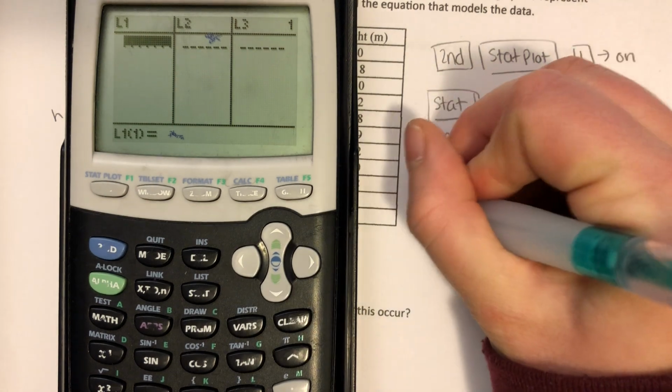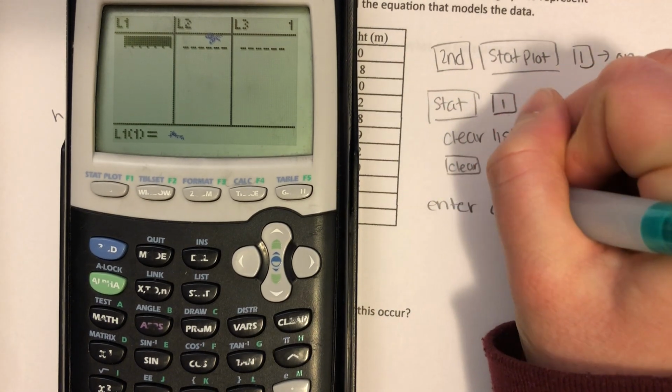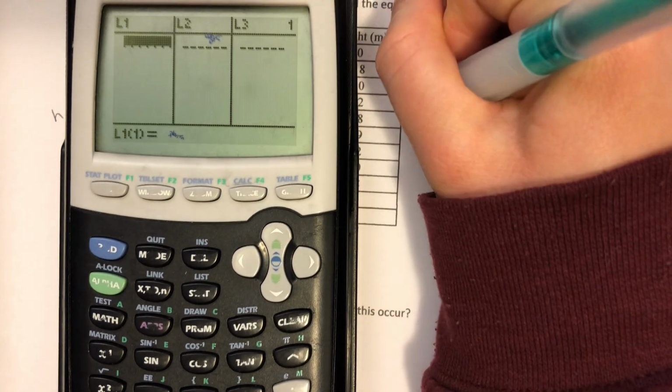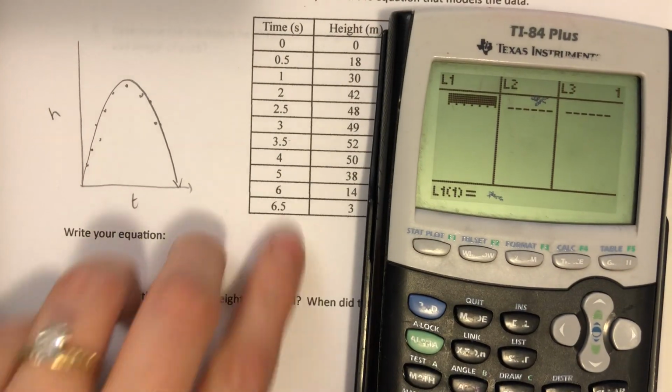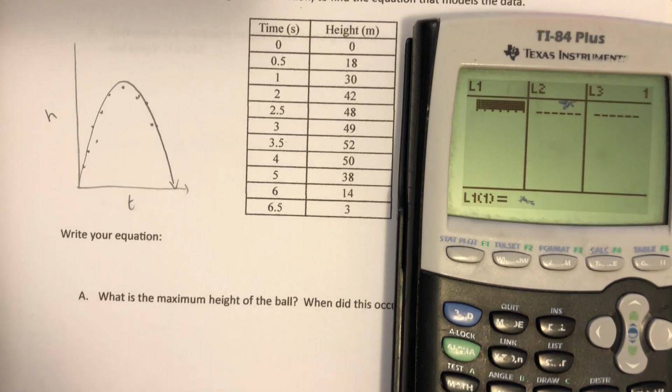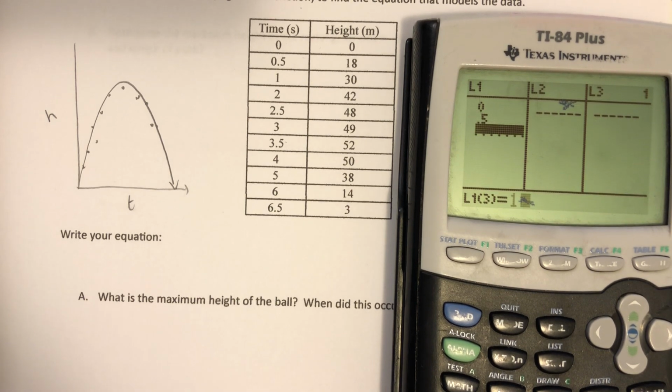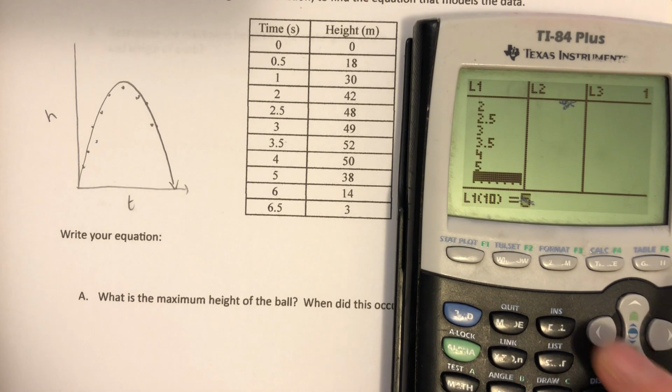Then I'm going to enter my data. At this point, I'm plugging these numbers in: 0, 0.5, 1, 2, 2.5, 3, 3.5, 4, 5, 6, 6.5.